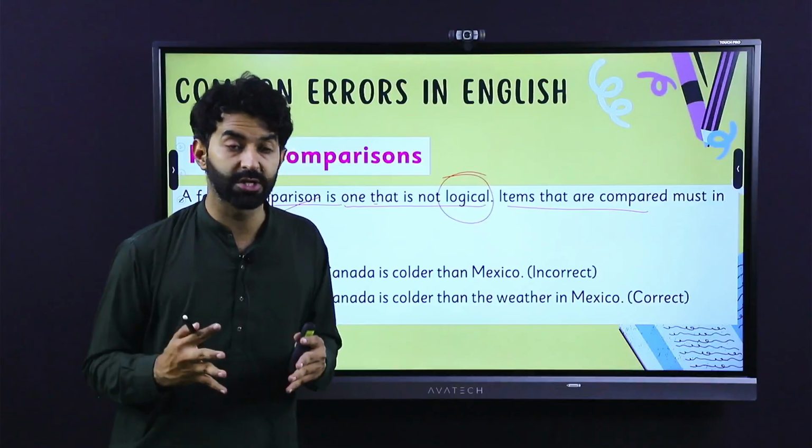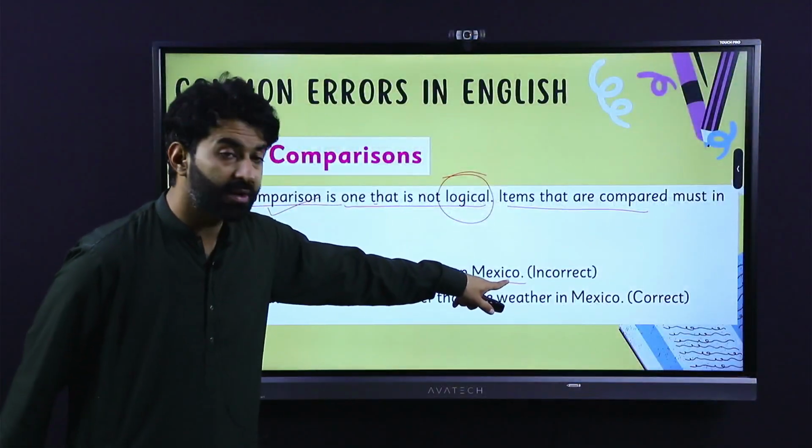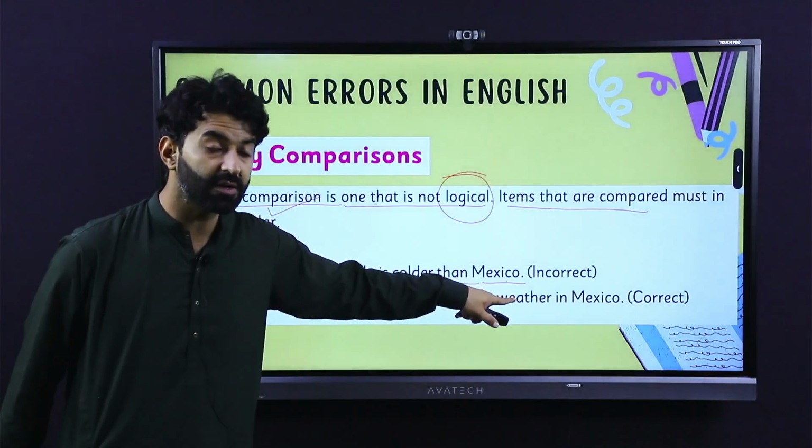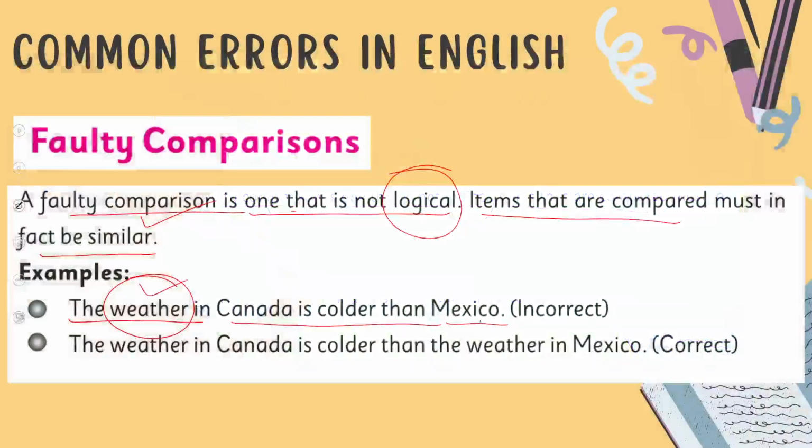So, the weather in Canada is colder than Mexico. We are comparing the weather over here, but the weather is not mentioned in the last part of the sentence. This is incorrect. There is no comparison. The weather in Canada is colder than Mexico. We cannot compare weather to Mexico. One is an atmosphere, we are talking about weather, and this one is a country that we are talking about. So there can be no comparison between a weather and a country.